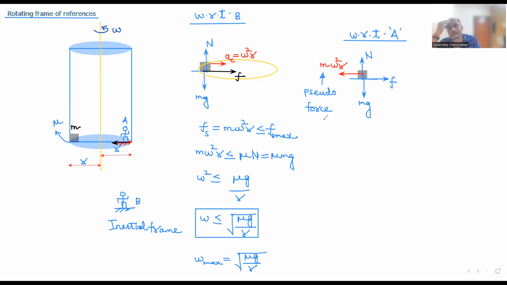So this is the pseudo force, right? And this force is called the centrifugal force.